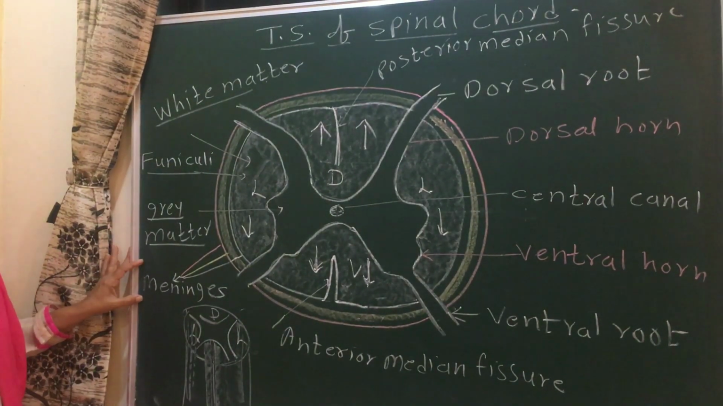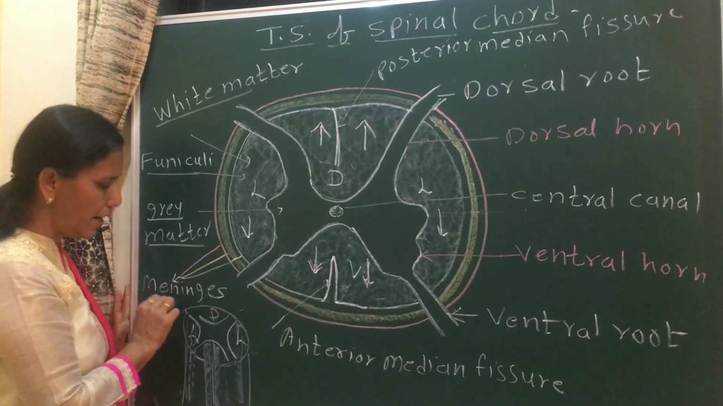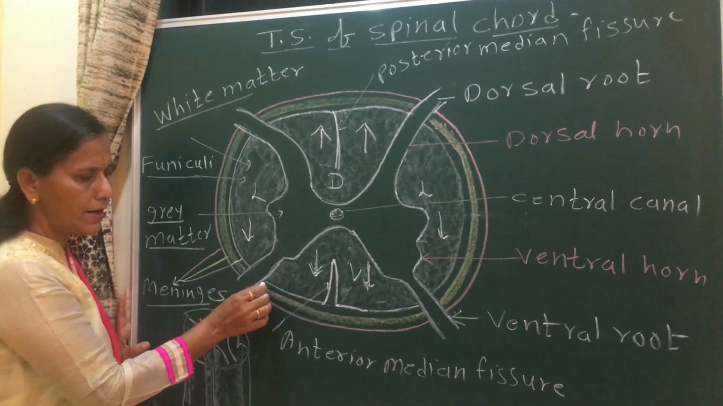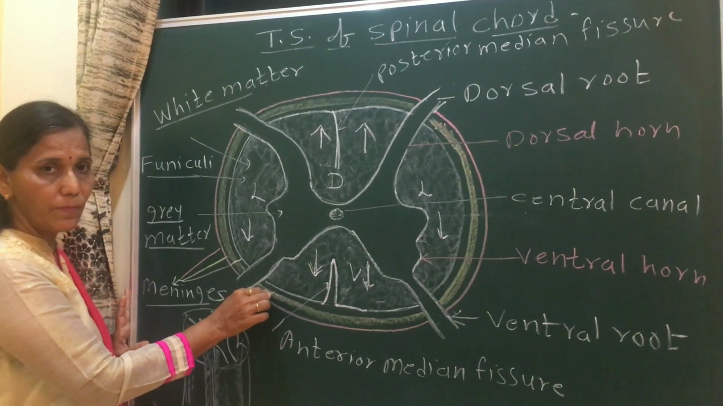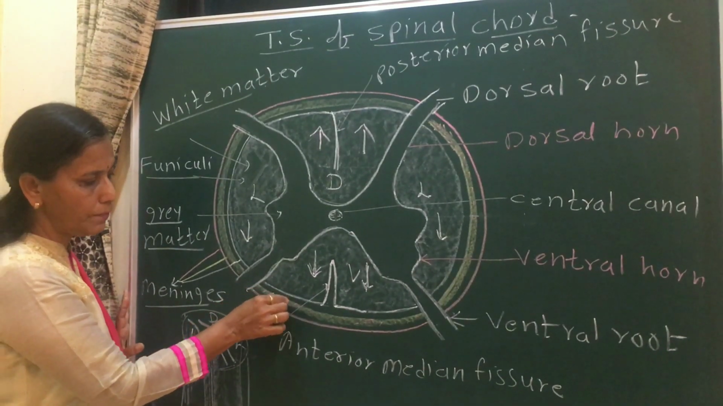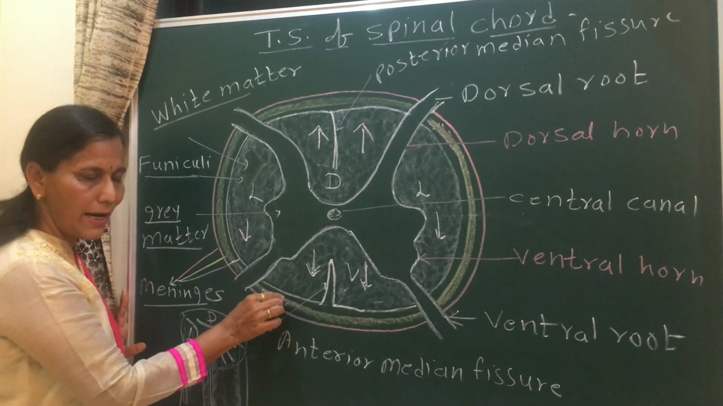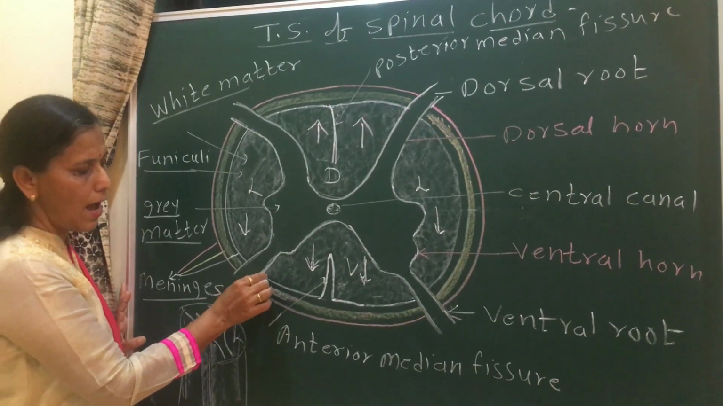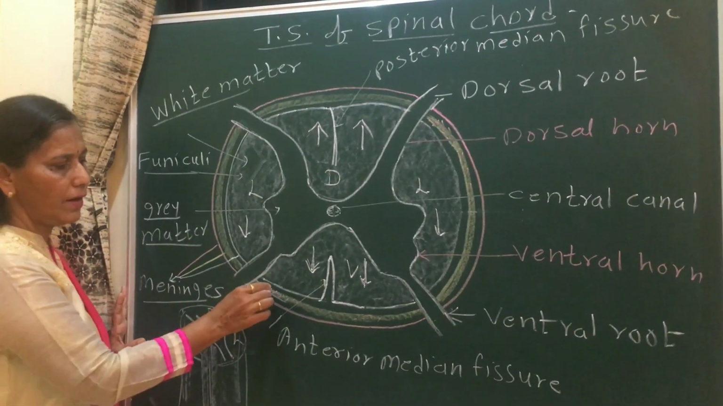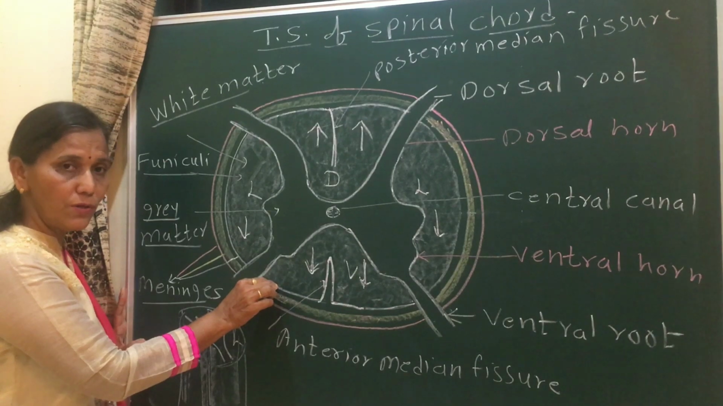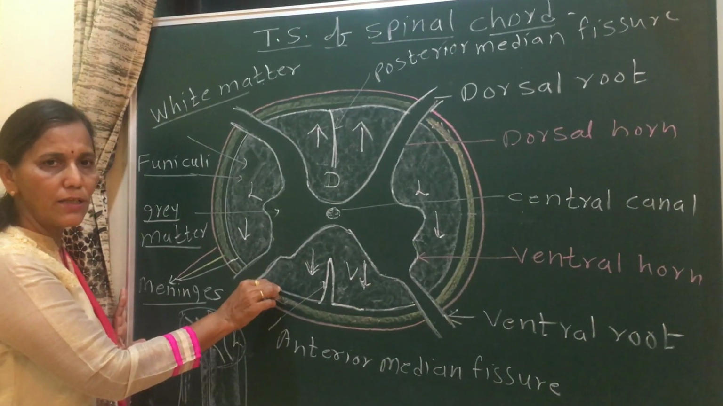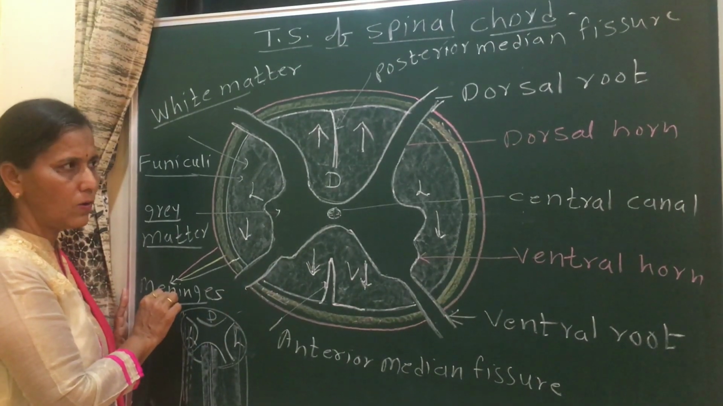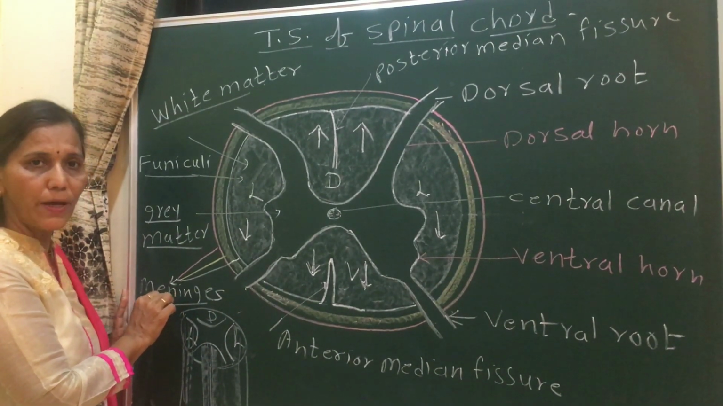And similar to the brain, this spinal cord is covered by three meninges. Outer is dura mater, which is tough, made up of fibrous connective tissue. Then the second one, arachnoid, which is made up of reticular connective tissue. And third, which is thin and highly vascular and which is close to the spinal cord or brain, is called pia mater. These are the three meninges of the spinal cord. This is the TS of spinal cord.